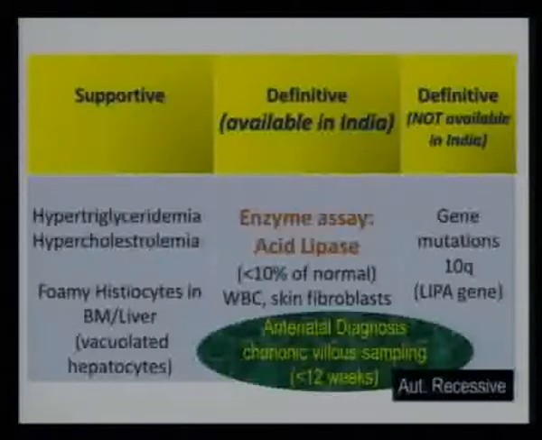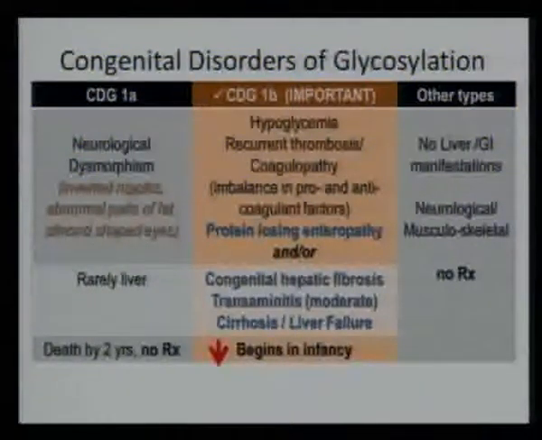It's also important for antenatal diagnosis. See, one child has died, but we have to think about the next child, and that counseling should not be forgotten. That has to be told to the family. So you can do chorionic villus sampling at less than 12 weeks, and the antenatal diagnosis can be made. Now this is an important set of disorders, congenital disorders of glycosylation.